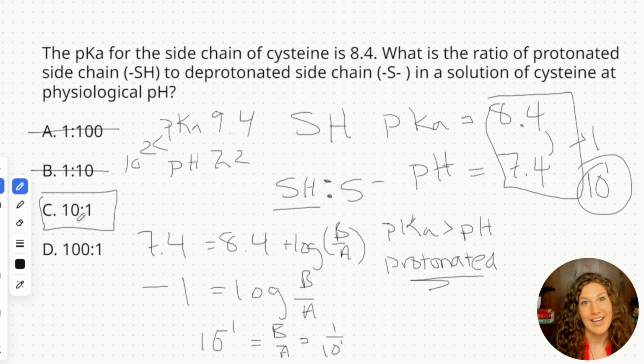So you don't even need to do the Henderson Hasselbalch equation, even for questions that look like we need to, as long as you understand the relationship between the pKa-pH scale and our logarithmic ratio.